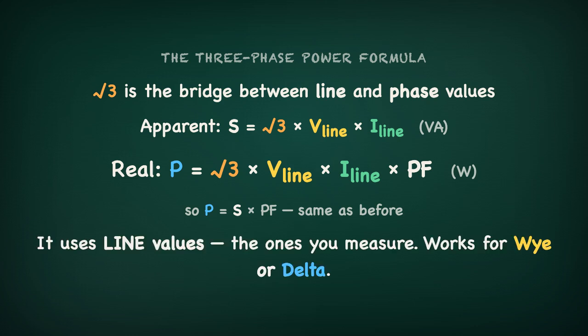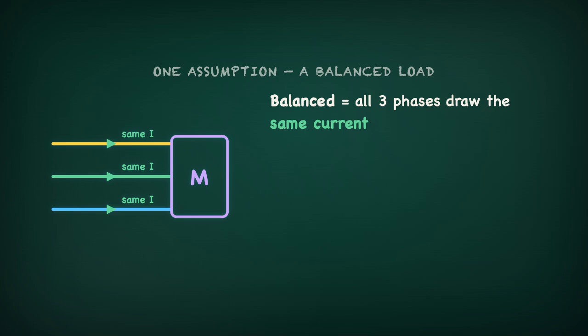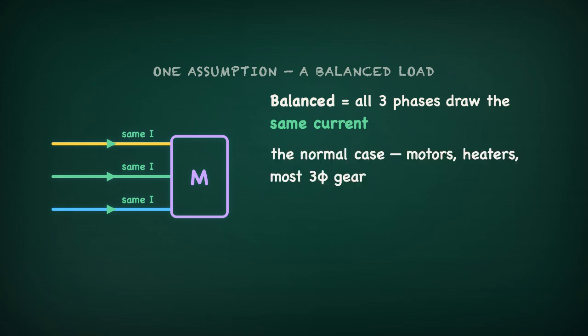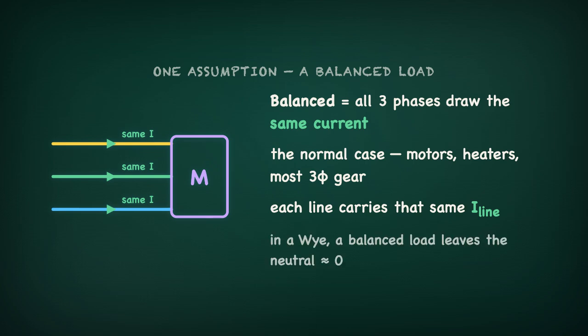And notice, it works for both Y and delta. You don't even need to know which one you have, as long as you use line values. There's one assumption baked in, a balanced load. That means all three phases draw the same current, which is the normal case for motors, heaters, and most three-phase equipment. So each of the three lines carries that same line current. And in a Y system with a balanced load, the neutral carries almost nothing.